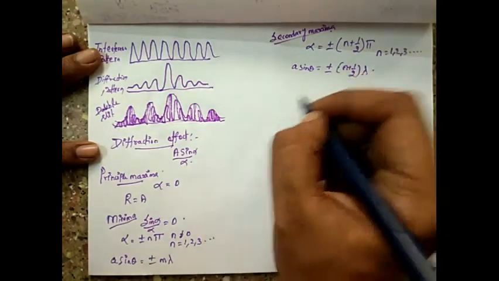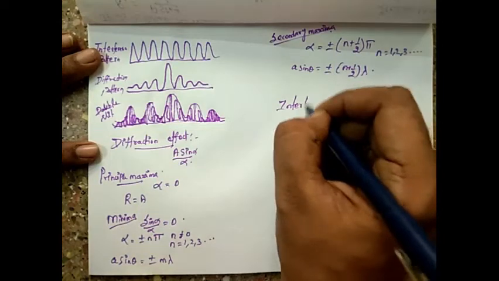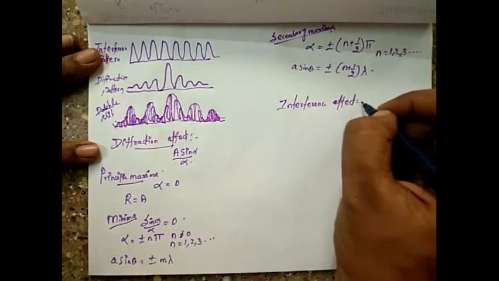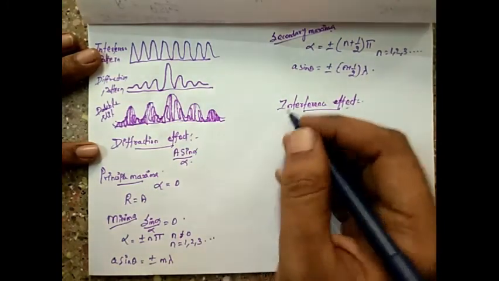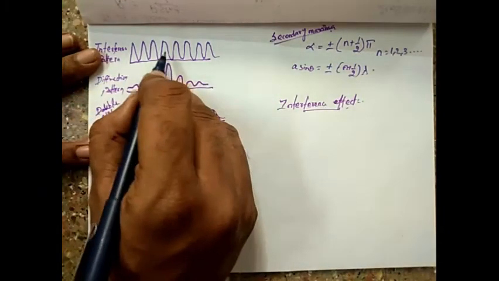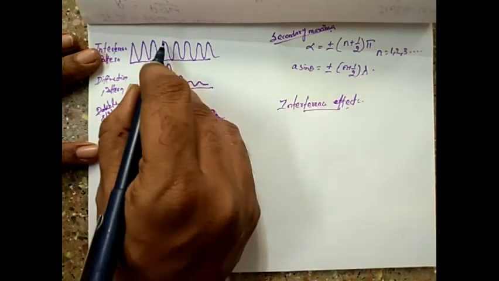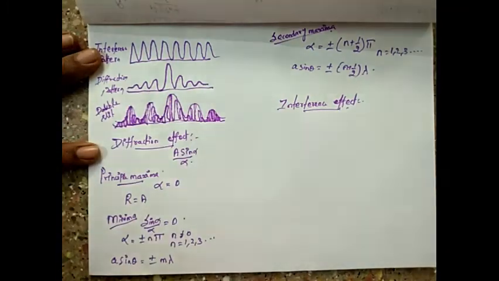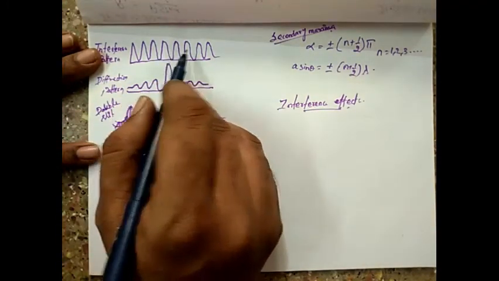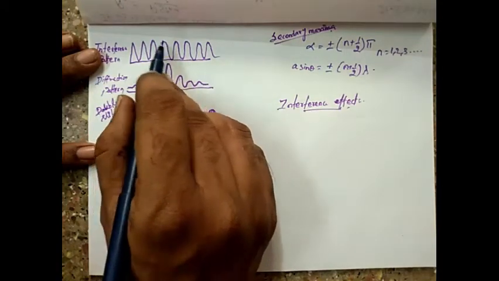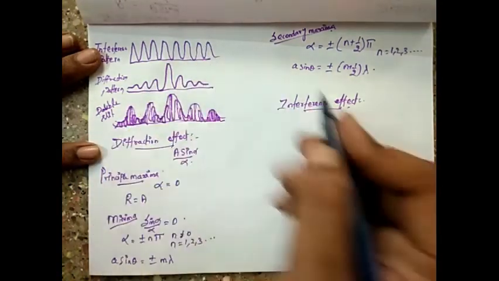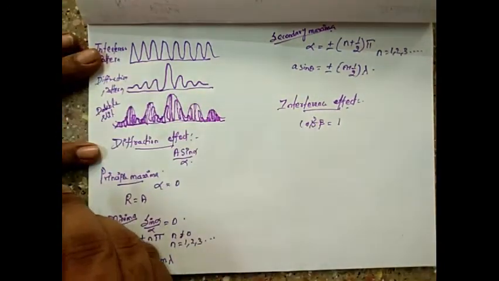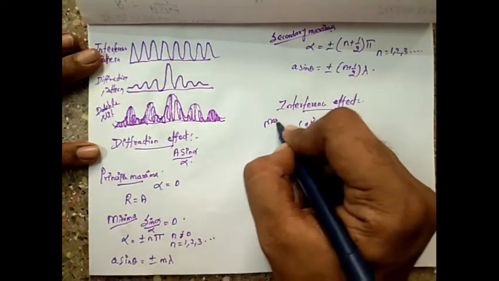Next one is the interference effect. For finding the interference effect, the interference pattern can have only maxima and minima. But in a diffraction pattern, three types of wave patterns are available. In the interference pattern there are only two possibilities. One is maxima and another one is minima. That's all. So maxima means it is nothing but 1. Minima means it is nothing but 0. So this is the condition for maxima.